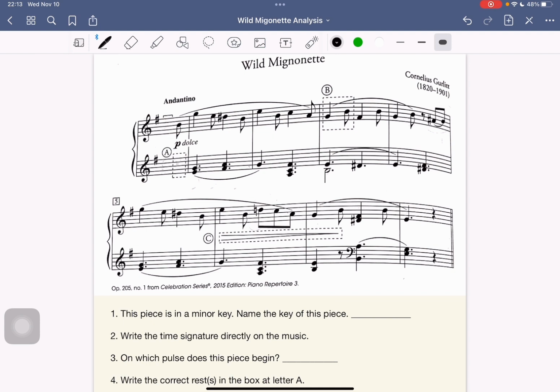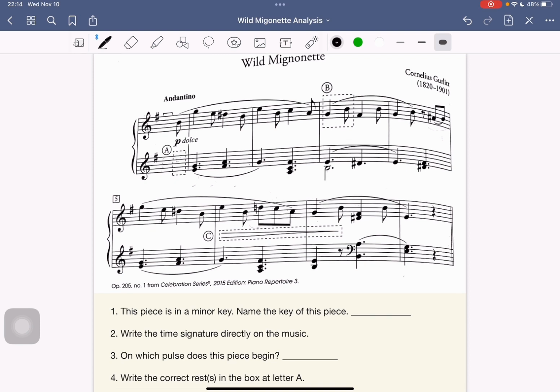Hello, today I will be walking you through a simple melody analysis of a piece called Wild Mignonette. So let's start with the questions. The first question asks you to name the key of this piece. It tells you it is in a minor key.